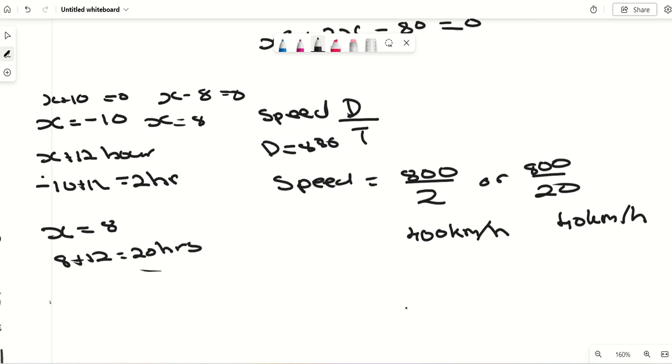There is no vehicle alive that could go 400 kilometers per hour. There's no bus, basically, that would go 400 kilometers per hour. So this answer will not be valid. So the answer is 40 kilometers per hour.